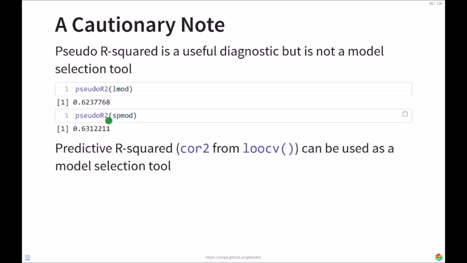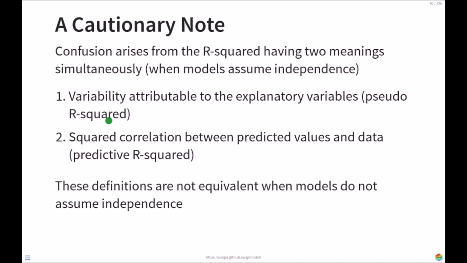For example, this is core 2 from the leave one out. You can use this as a model selection tool. So why is this? Confusion arises from the fact that R squared has two different meanings simultaneously when models assume independence. The first definition is variability attributable to the explanatory variables. This is what we call the pseudo R squared in this spatial linear model case. And then the second is the squared correlation between the fitted or the predicted values and the data. And this is what we call predictive R squared.